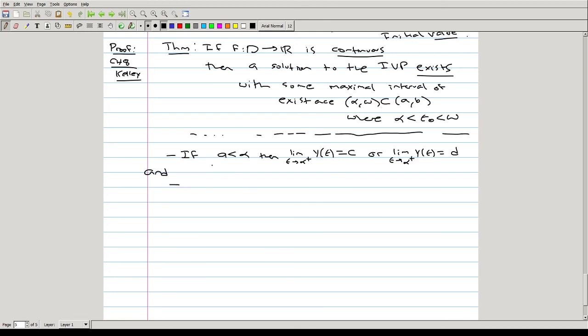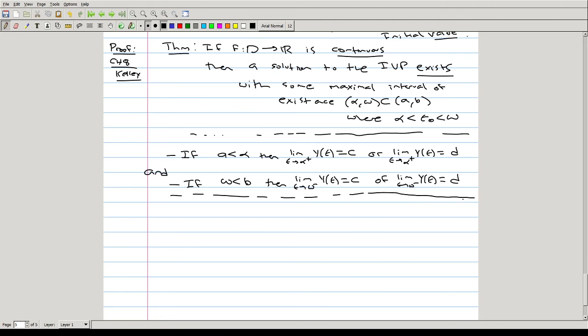And we can also say qualitatively that if omega, the upper limit to our interval of existence, is less than b, then the limit as t goes to that upper value from the left is going to be equal to c, or it'll be equal to d. This is just what this theorem is definitively saying about solutions to our differential equation.